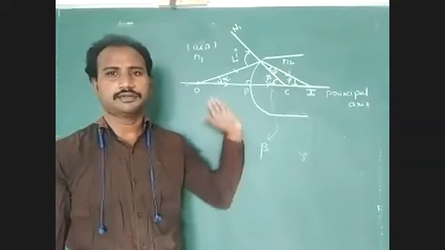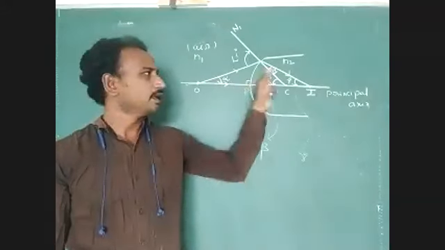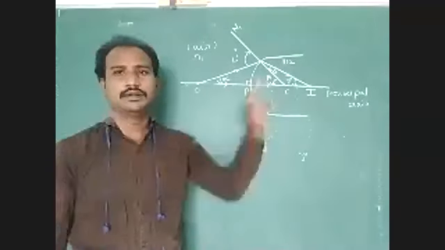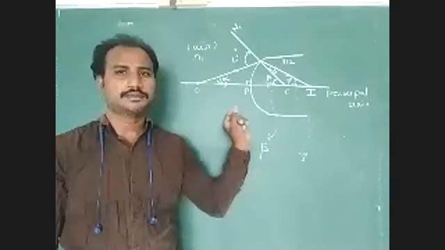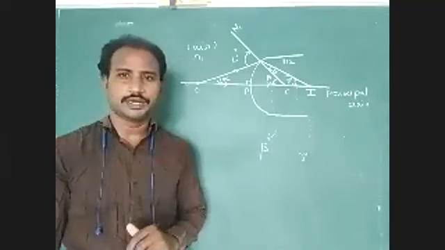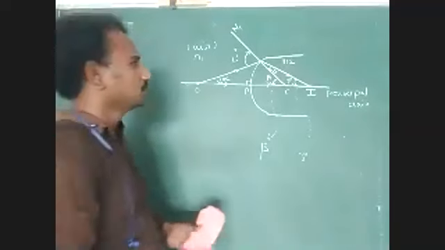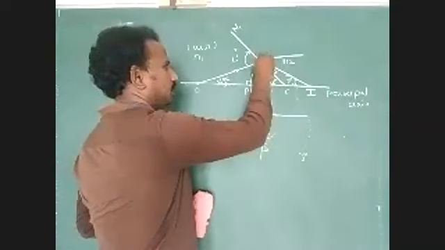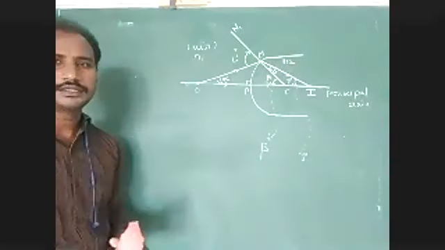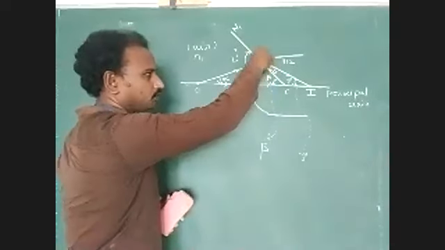The angle of incidence we calculate with respect to the normal. The angle of refraction is also calculated with respect to the normal. But angle alpha, angle beta, and angle gamma, we calculate with respect to the principal axis. Reference is very, very important. Understood? Now, M represents the incident point on the refracting concave or convex curved surface.